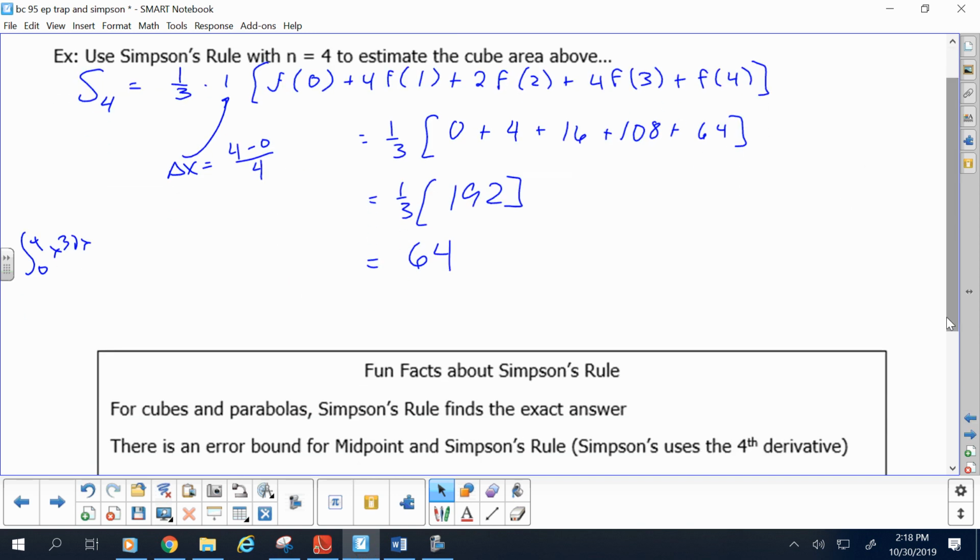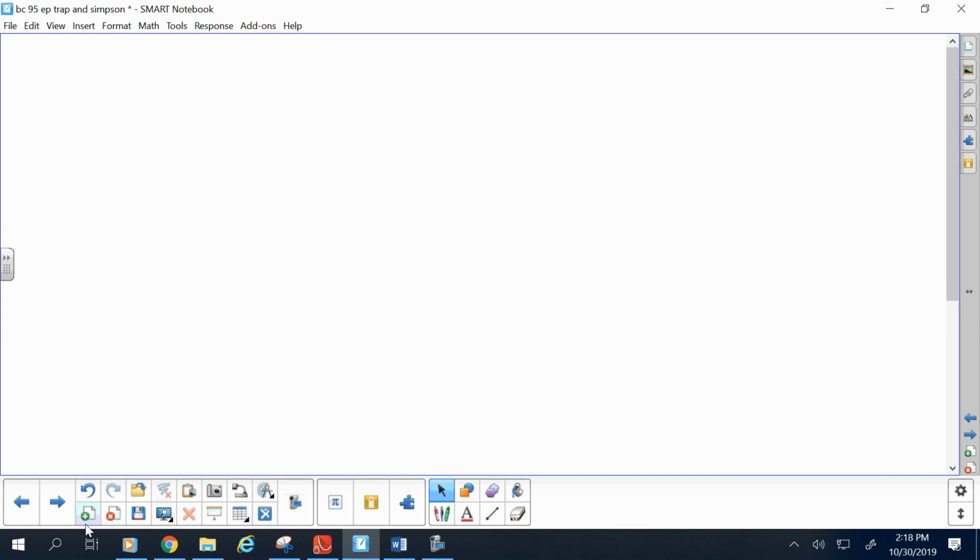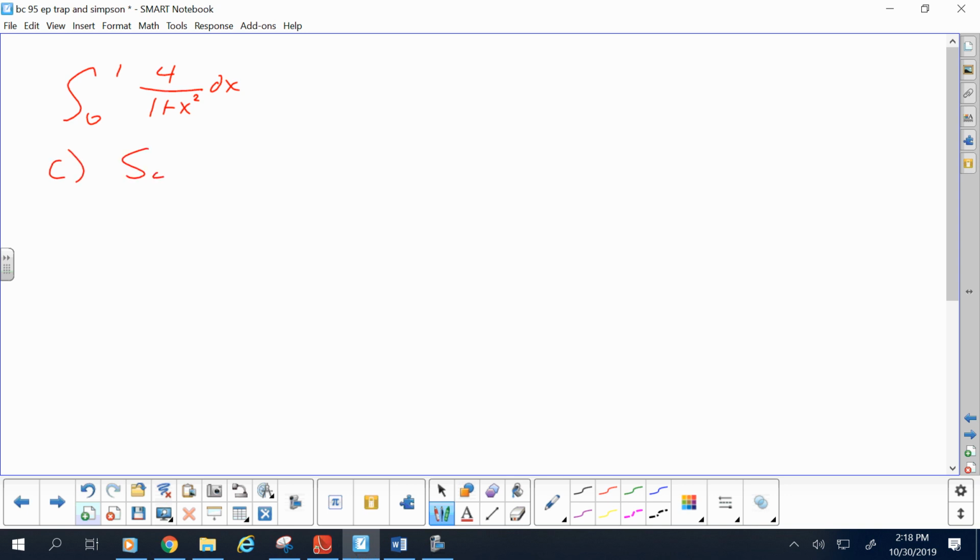Would you go to page 3, top of the page, 2C. Page 3, top of the page, 2C. I will let you use a calculator. C says find S4. You can do A and B, or you might have already done A and B, but do S4 part C.